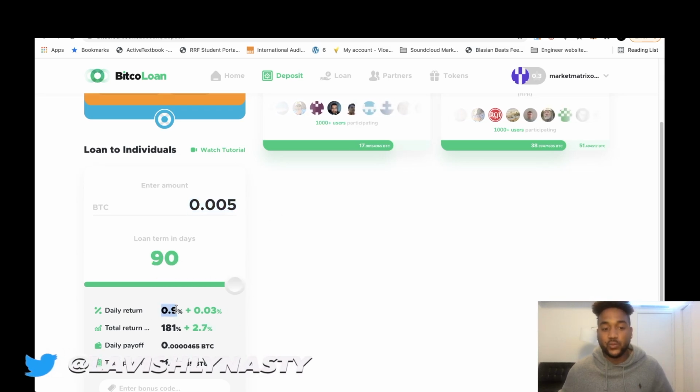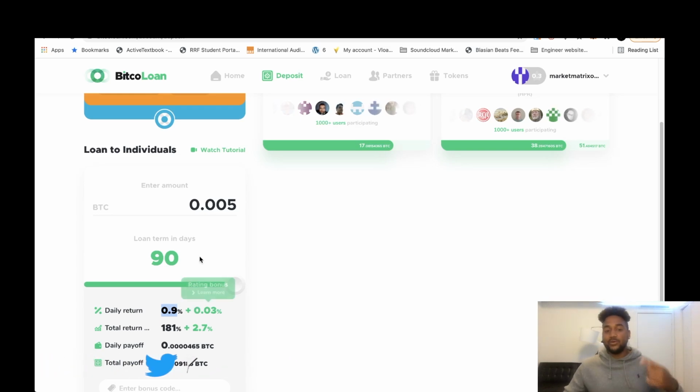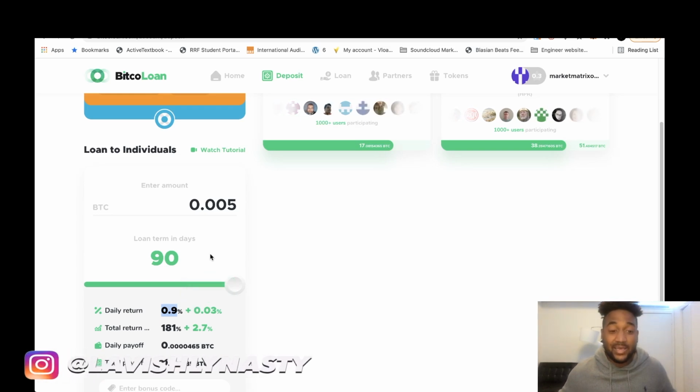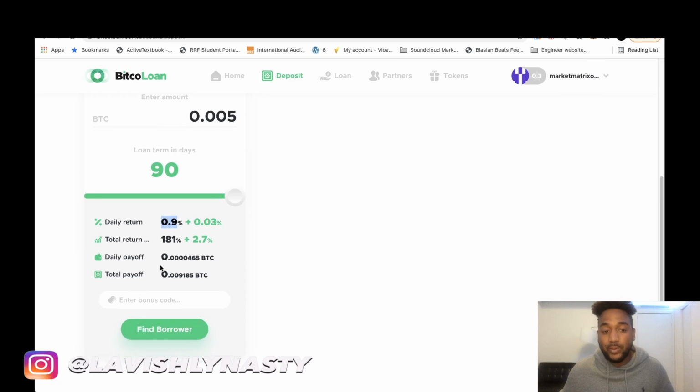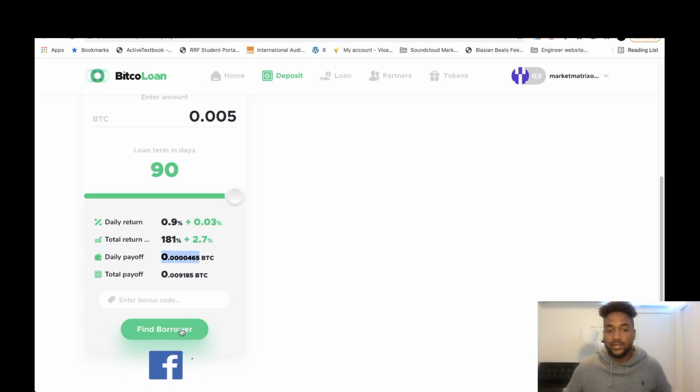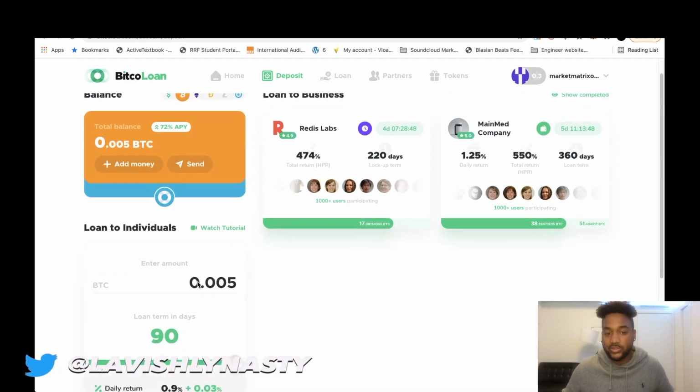They're gonna pay me almost 1% Bitcoin every single day for 90 days. And I love that because I'm executing this when Bitcoin's really low in price. So no matter what, if Bitcoin goes up tomorrow 10-20%, I'm still making this much Bitcoin every day, because that's what they agreed to when I clicked that button. When I click that button, that's what we agreed to, and that's what I'm going to do right now.